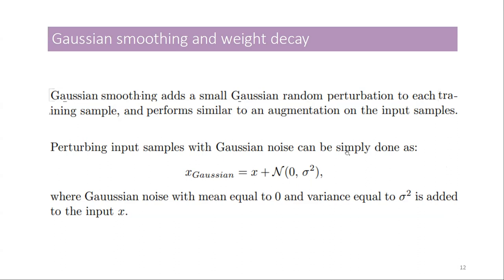Also, we have used Gaussian smoothing and weight decay to compare the result. Weight decay is a regularization term that is added to the loss function to make the loss function smoother. Gaussian smoothing adds a small Gaussian random perturbation to each training sample. Here we consider the Gaussian samples, where we add noise to the inputs, and then we compare the results of Gaussian smoothing with our results to see which one is better.